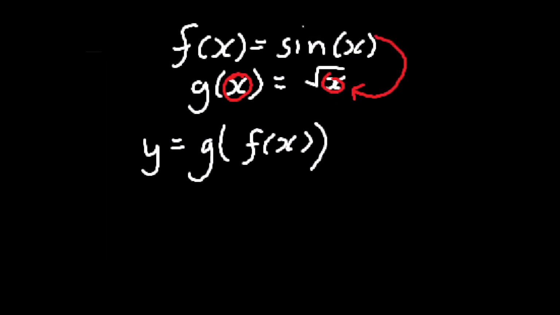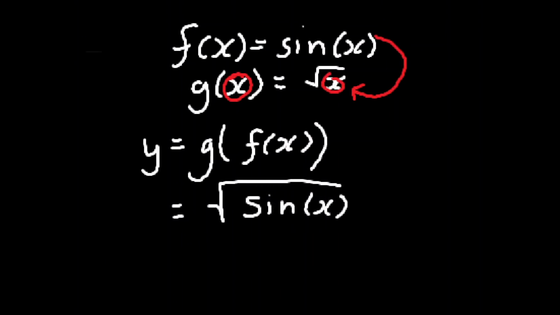Let's do it. Well, we start off with the square root, and instead of writing x, instead we're just going to put sine of x. And hey, that's it. That's your answer. Boom, 2 marks. Let's go on to part B.